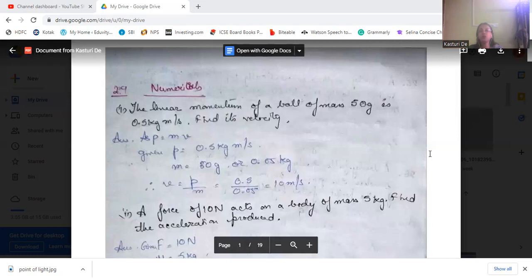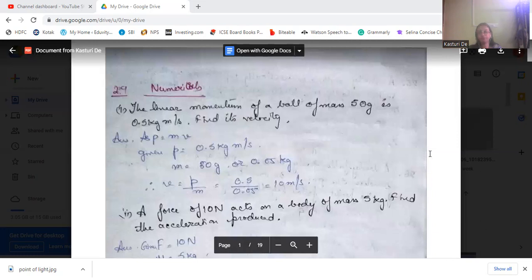For the discussion, the first numerical we will discuss is: the linear momentum of a ball of mass 50 grams is 0.5 kg meter per second, find its velocity. As we know, linear momentum is equal to mass into velocity. It's given that momentum is 0.5 kg meter per second and mass is 50 grams, or you can say 0.05 kg. So from the formula P is equal to mv, v can be written as P by m. So 0.5 by 0.05 is 10 meter per second. So the velocity is 10 meter per second.